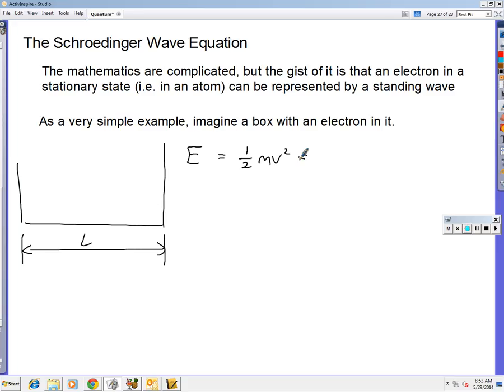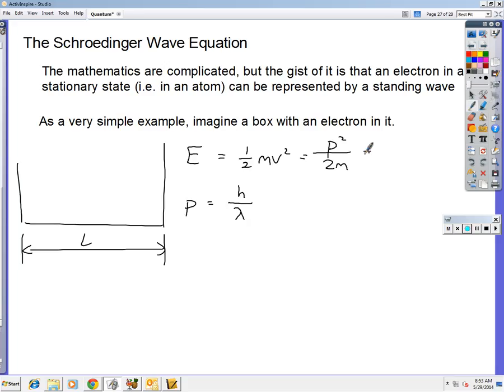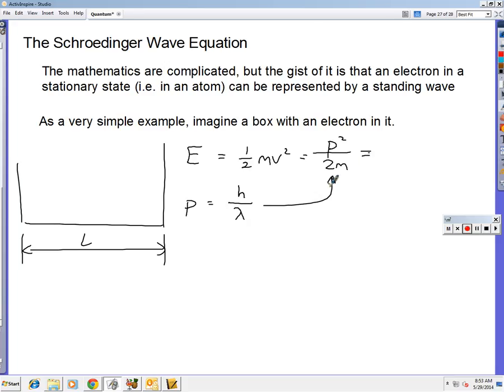The formula for kinetic energy is 1/2 mv squared, but in quantum mechanics we prefer to work with momentum rather than velocity, and so the energy then becomes p squared over 2m, where p is the momentum of the electron. We also know from the de Broglie equation that the momentum is equal to h over lambda. And so the energy then becomes h squared over 2m lambda squared, and now we just need to figure out what wavelengths are allowed.